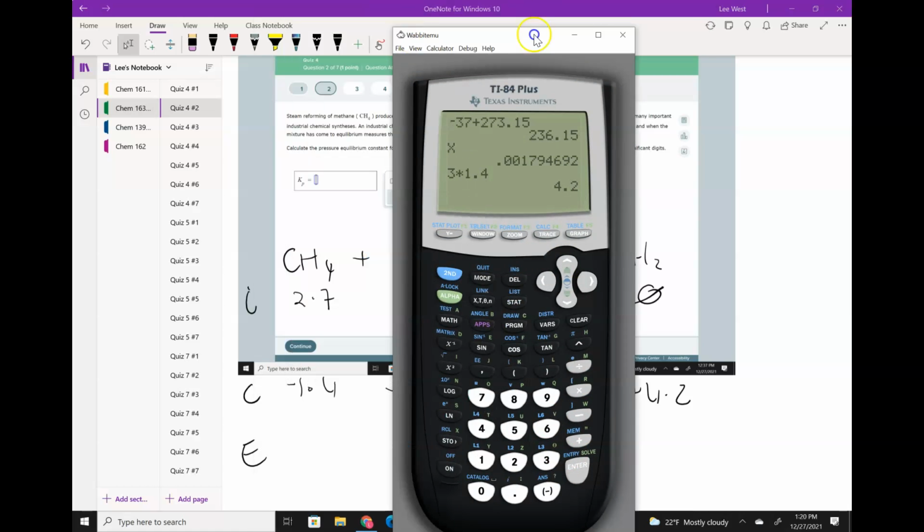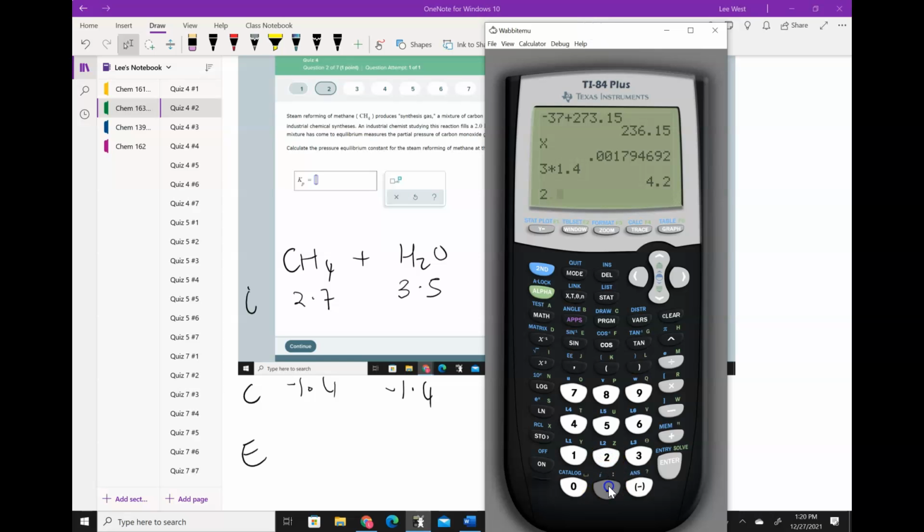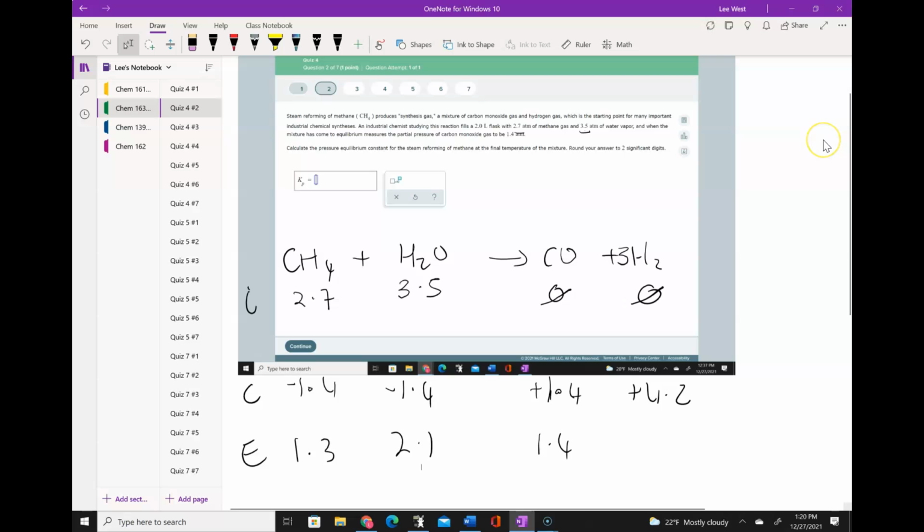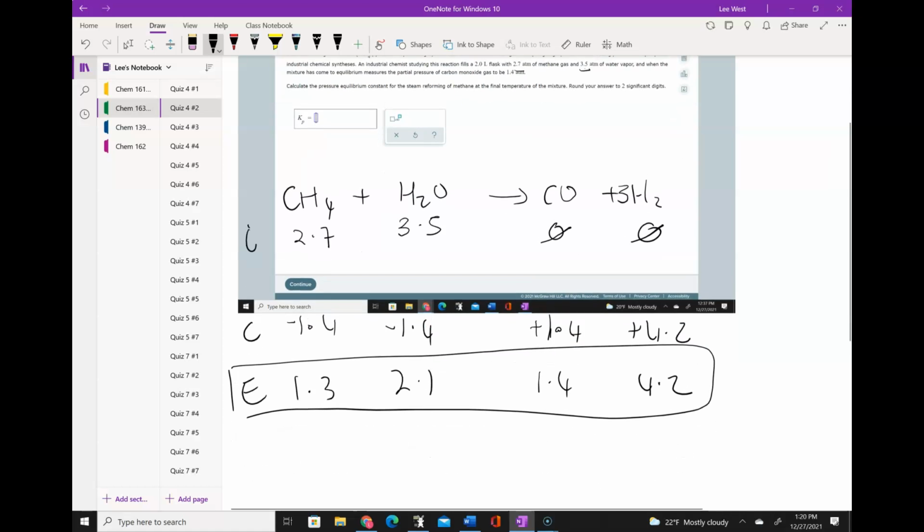2.7 minus 1.4 is going to give me 1.3, but I don't trust myself. So we're just going to double check just in case. And then 3.5 minus 1.4 is going to give me 2.1, but we're going to double check. There we go, 2.1. And so now we have the equilibrium partial pressures of every component, and we can go ahead and calculate a Kp.